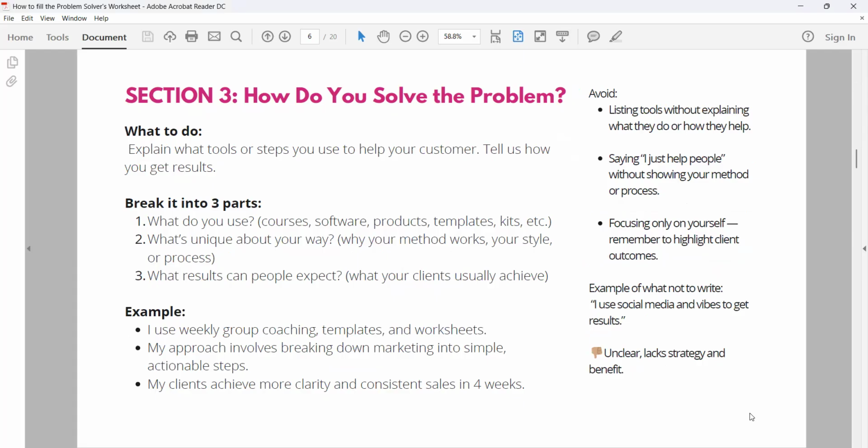What do you use? Is it a course? Is it a software? Is it a product? Is it a template? Is it a kit? You know what you use. All right, fill it in there.